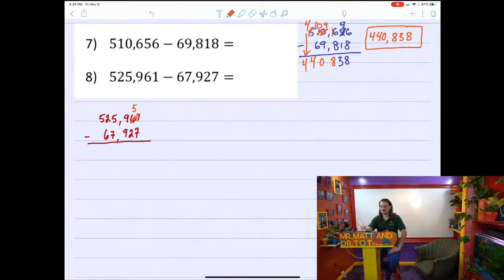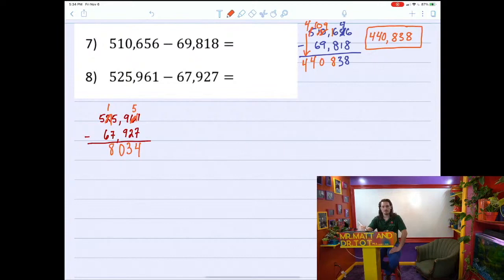11 minus 7 is 4. 5 minus 2 is 3. 9 minus 9 is 0. 5 minus 7 I can't do, so I need to borrow 1 from 2. That's going to make the 2 into a 1, make the 5 into a 15. 15 minus 7 is 8.